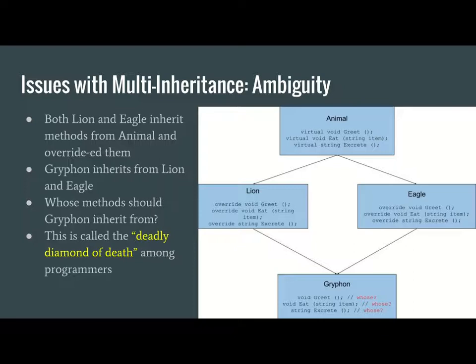So the first thing, the biggest problem, is the ambiguity. Whose greet method should we inherit? Whose eat method should we inherit? And whose excrete method? So this is called the deadly diamond of death. It's because it looks like a diamond shape. Two classes originate from the same base class, and then a new class inherits from those two classes. So this causes a huge problem in inheritance because we don't know which method we should inherit.